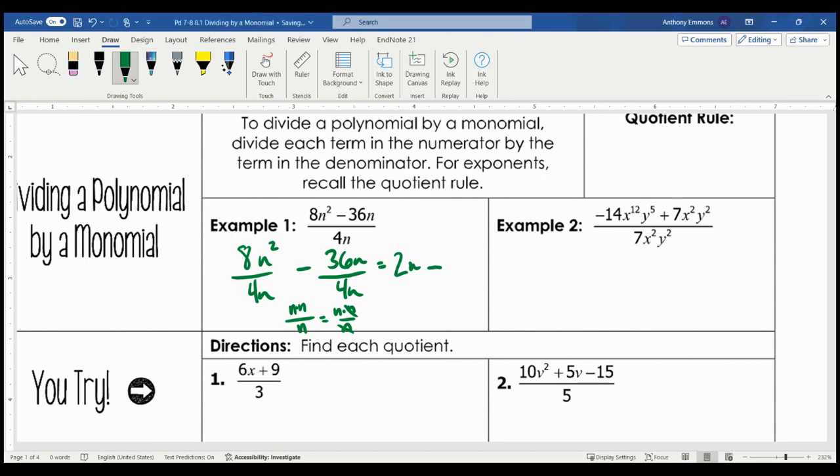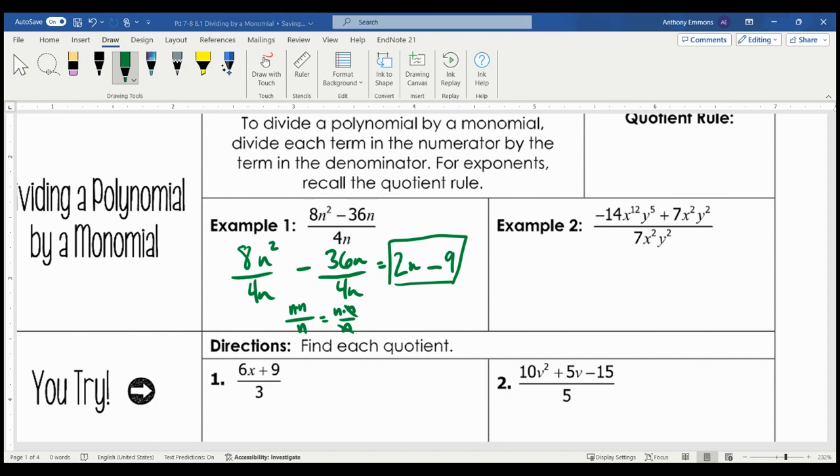Minus, right, second half of the problem, 36 divided by 4 is 9, and then n divided by n, you can say they reduce to a factor of 1. They cancel, however you want to phrase it, or n to the first divided by n to the first, 1 minus 1 is 0, n to the 0 is 1. Either way, it's just minus 9. So final answer here, 2n minus 9.